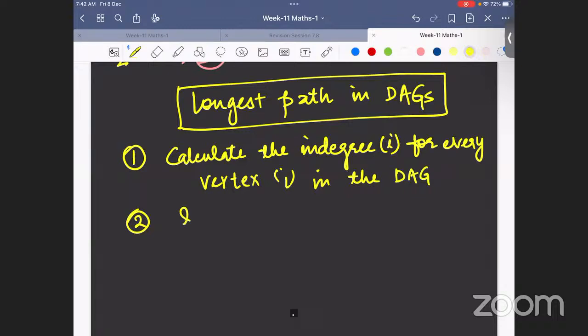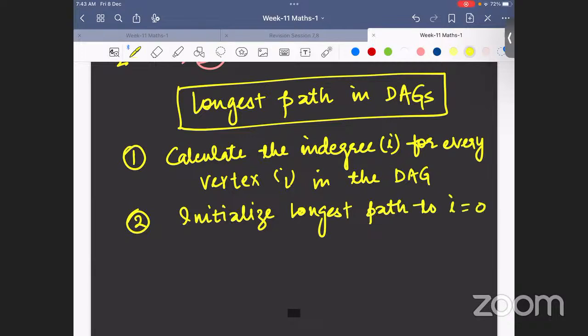The second step is, one more thing you have to add. Initialize the longest path to I equals 0. So whenever you are starting, you will be writing that longest path to I is equal to 0. And you have to write this for all I that belongs to the vertices.